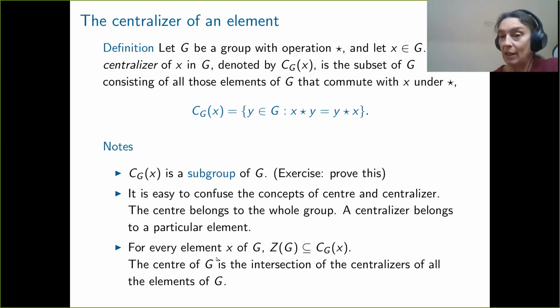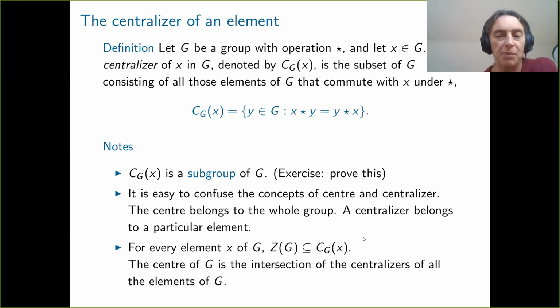Okay. Another remark is that the center of the group G is the set of elements that commute with everything. That means it's the set of elements that are in the centralizer of everything. So it's the intersection of the centralizers of all the elements. Okay, so that's the distinction between the concept of the centralizer of an element and the concept of the center of a group. It's really important for the next stage of our work in this module that you really have a clear understanding of these two definitions and the distinction between them.